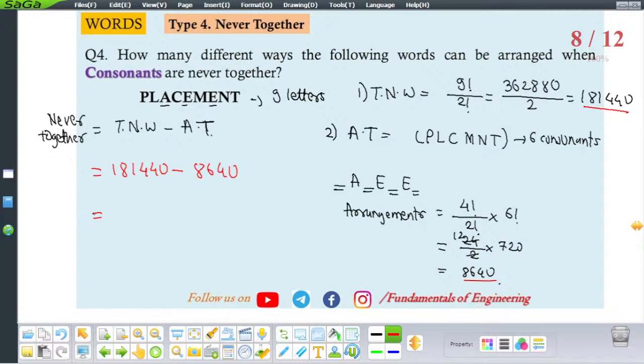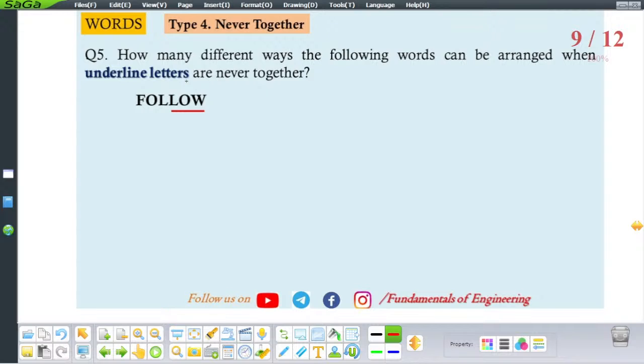Next question. There is a rare possibility that you will get this type of question in the exam, but if there are this type of questions, we are going to see how to solve that. Here the focus is not on vowels. They are given underlined letters that might contain vowels and consonants. How many? 3 letters are underlined: L, O, W. That we have to check, this will be never together, so never together is equal to total number of ways minus always together.